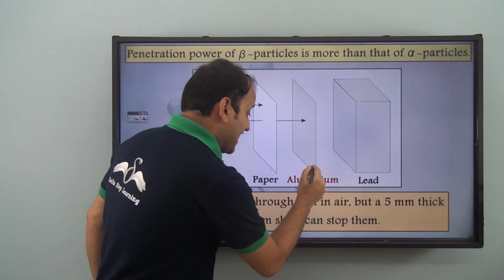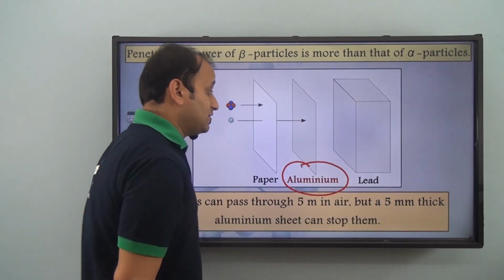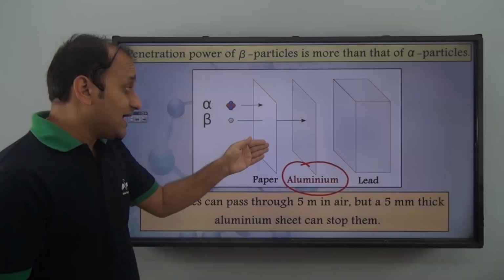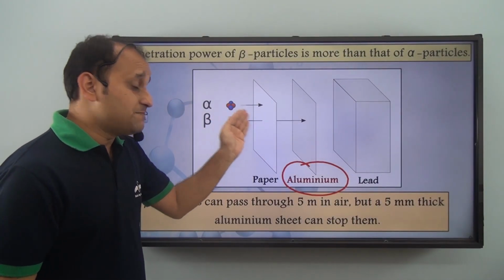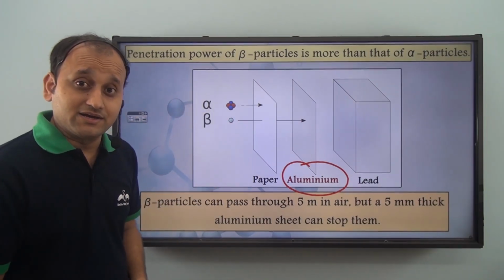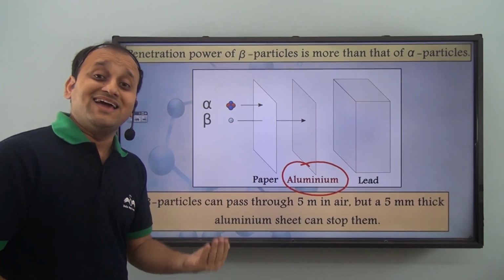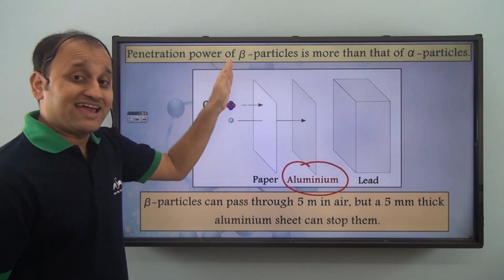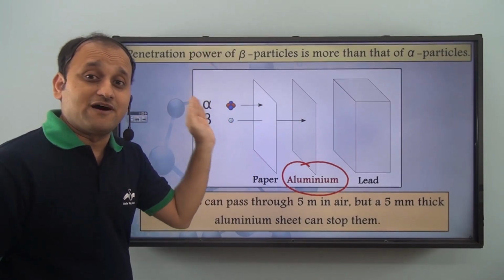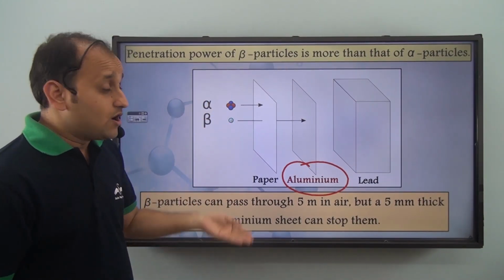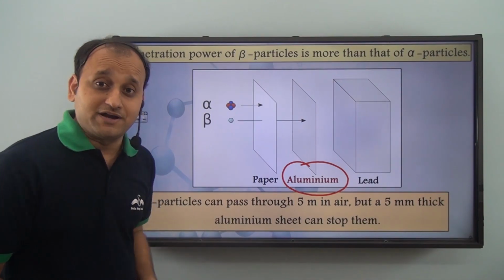So a 5 millimeter thick aluminum sheet can stop the beta particles, but they can easily pass through a sheet of paper. While in the case of alpha particles, the penetration power is much less. As a result, the same sheet of paper can easily stop an alpha particle. So this is the major difference between the penetration power of beta and alpha particles.